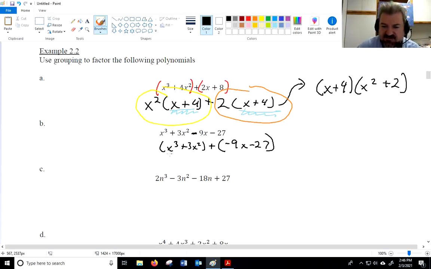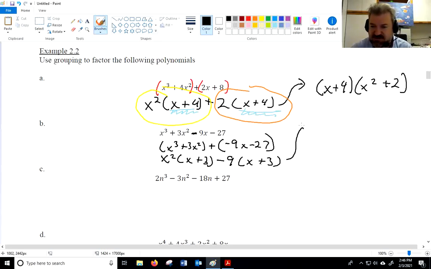Now when I factor out a GCF, I'm going to factor out an x squared out of the first group. I get x plus 3. Out of the second group, I can factor out a minus 9. If the first term in the group is negative, factor out a negative, and that will change the sign of this next group. And I'm glad it does because it makes it match x plus 3 and x plus 3. Now I can factor out x plus 3.